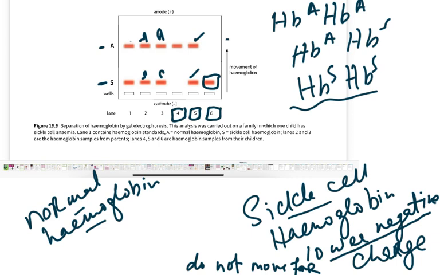So this is one way in which we do gel electrophoresis of proteins. The proteins have a charge on them, and that charge, either more or a lower negative charge, results in movement towards the anode, the positive. This helps in identifying if a person is a sufferer or not, or if he is a carrier, or if he has the normal hemoglobin.